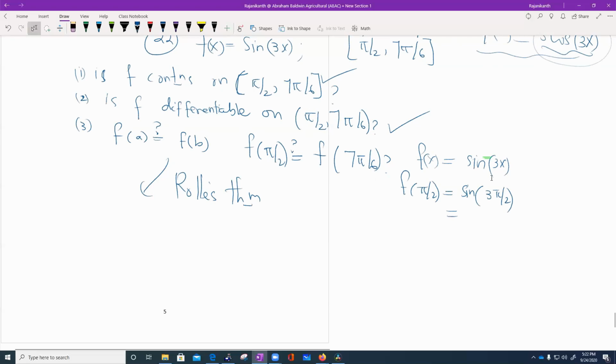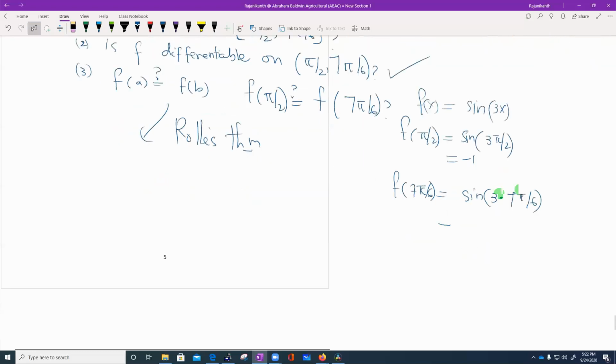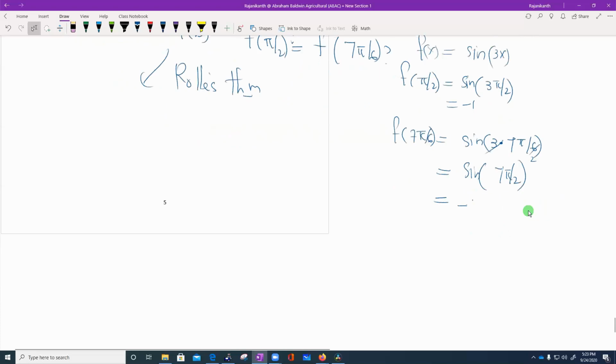Yes, William, it is in the third quadrant, right? Which is -1. Good. So now check the other endpoint, f of 7 pi over 6. Simply plug in 7 pi over 6. The 3 and 6 reduce, and you will get sine of 7 pi over 2. Again, it should give you -1. Use the calculator and check.